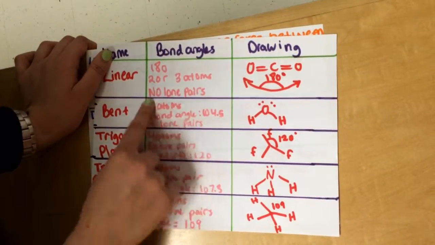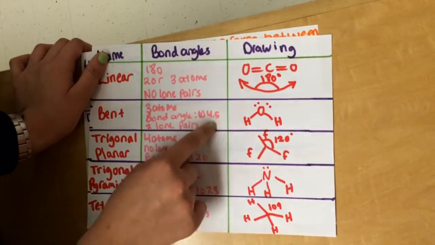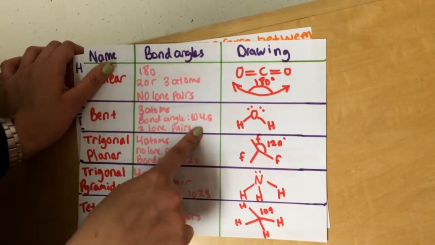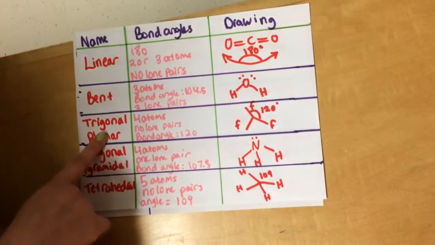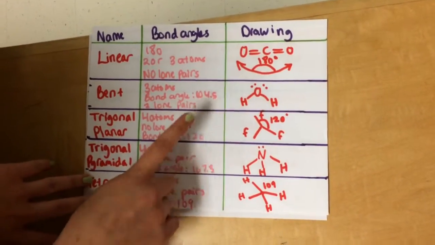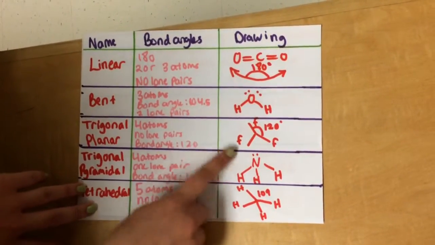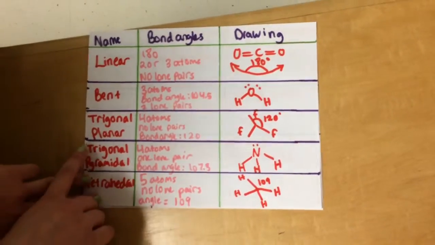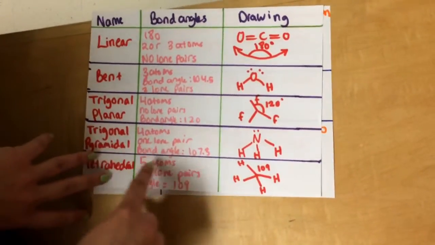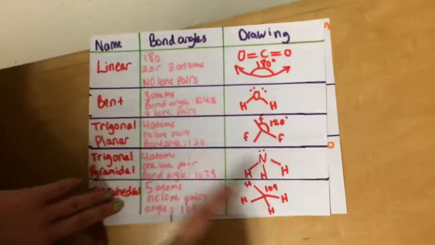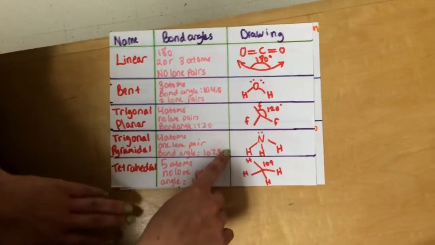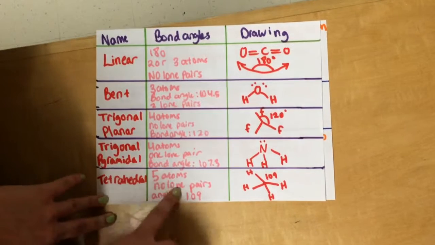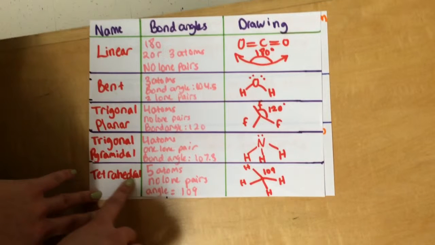For bent, it has 3 atoms, their bond angle is 104.5, and they have 2 lone pairs. Remember that. For trigonal planar, it has 4 atoms, no lone pairs, and a bond angle of 120. And the same goes for trigonal pyramidal. It has 4 atoms as well, but it has 1 lone pair instead of none, and it has a bond angle of 107.3. And lastly, with tetrahedral, you have 5 atoms, no lone pairs, and an angle of 109.